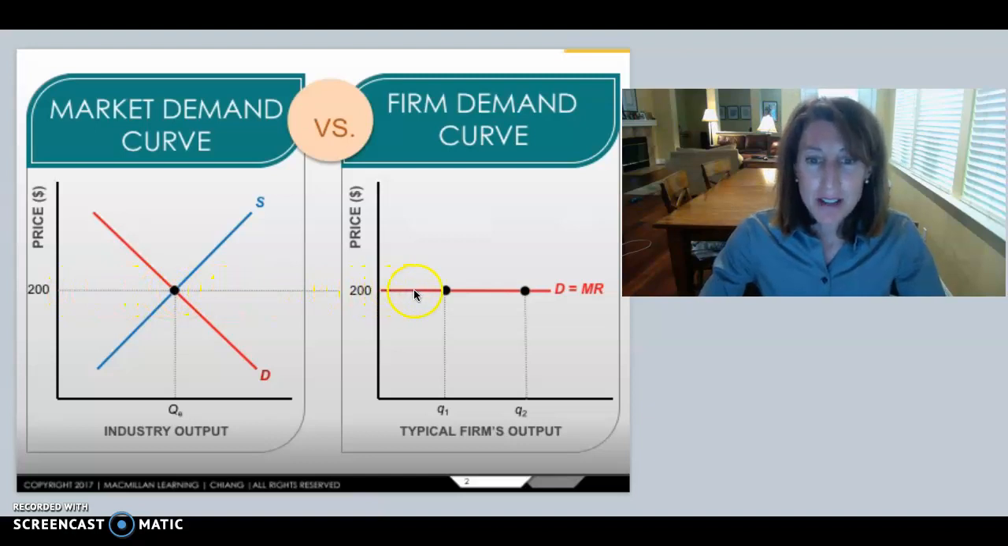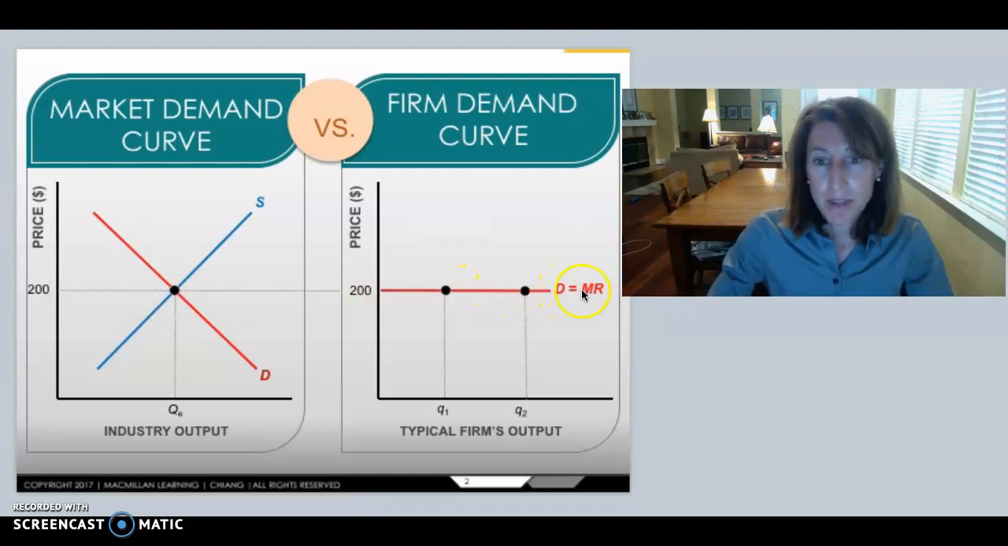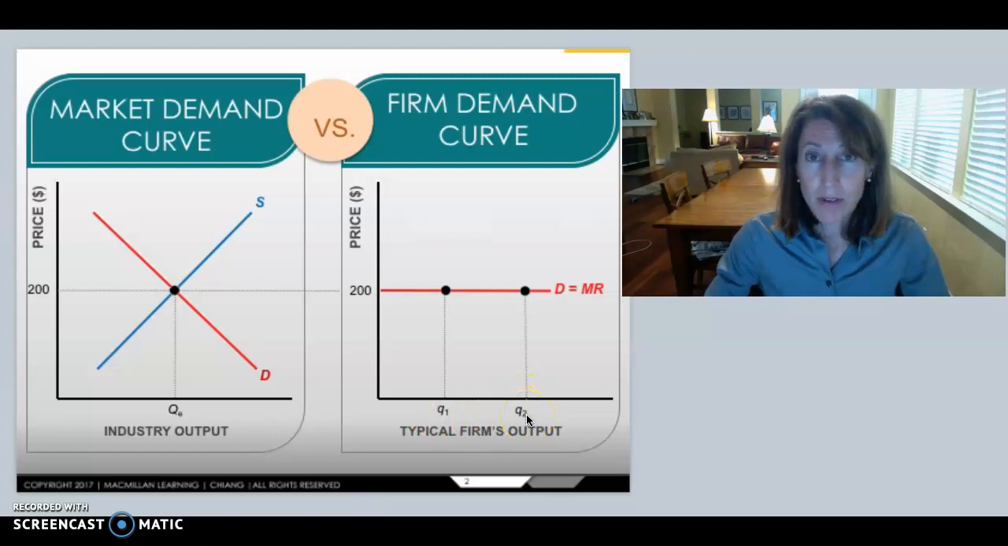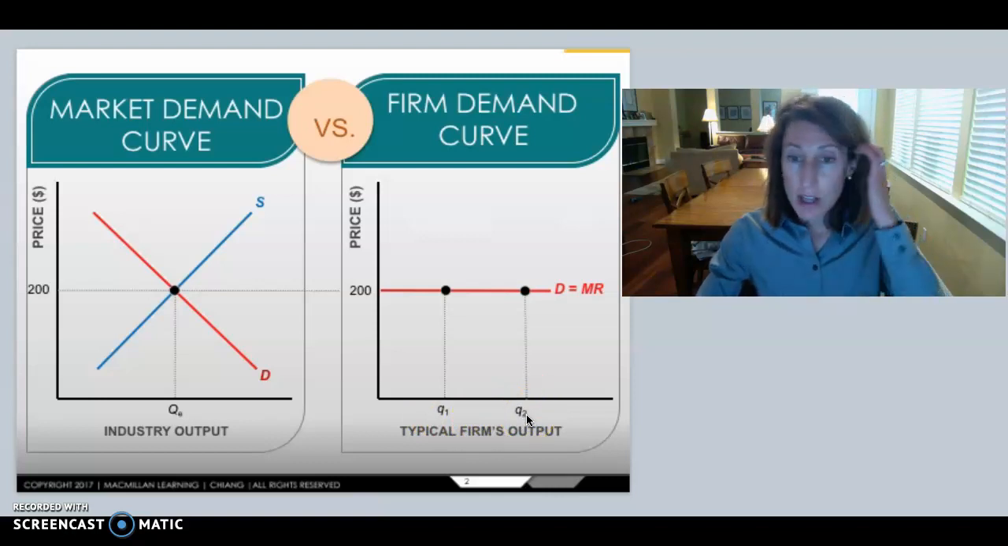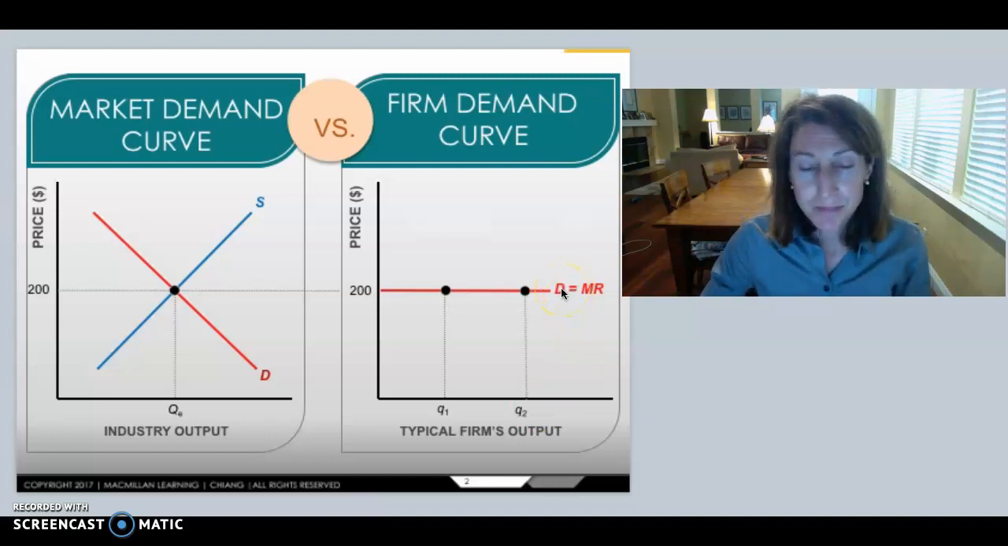And that is the price that the firm will charge for its product. So whether it supplies Q1, this little amount, or Q2, no matter what, the firm will supply it at a price of $200. It receives that. So that is the firm's demand curve. They decide what they want to produce, and that's what they get for their good.